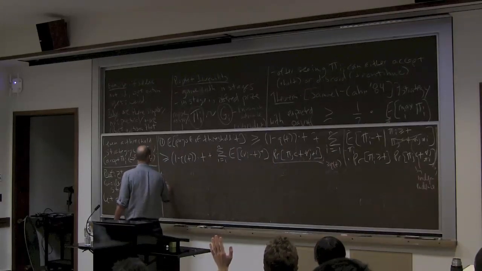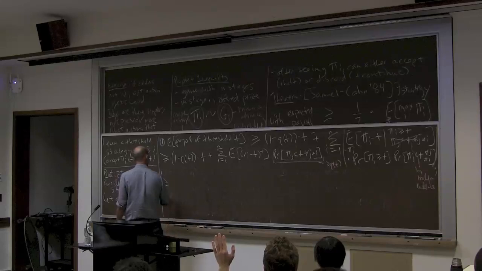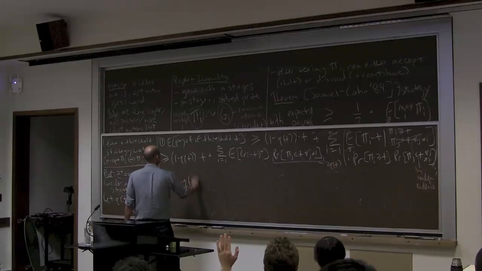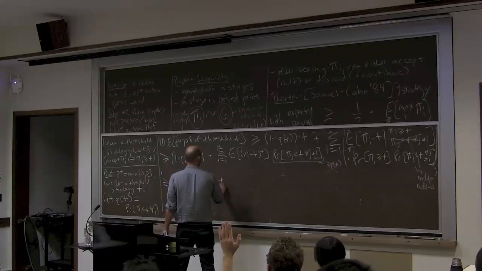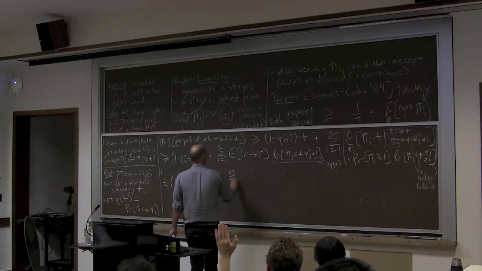So that ends step 1. We can lower bound how well we do by 1 minus the probability that we get nothing, times t, our threshold, plus the sum of extra credit terms.